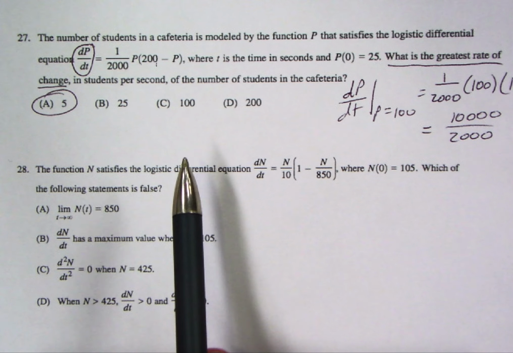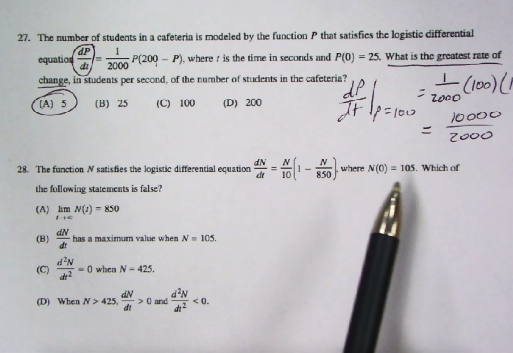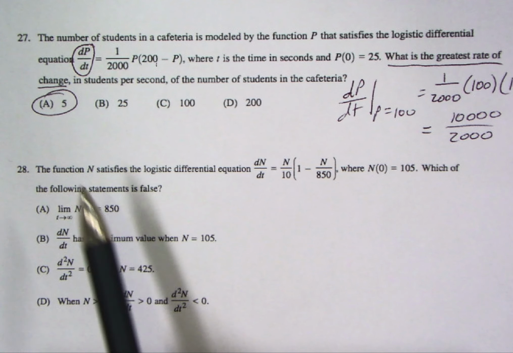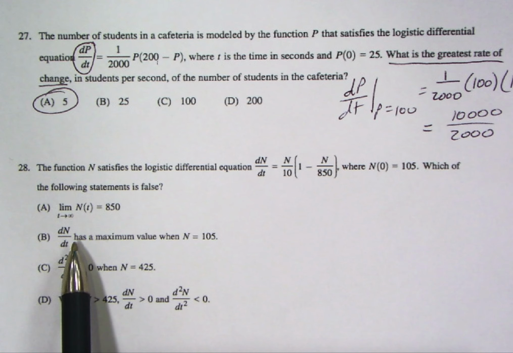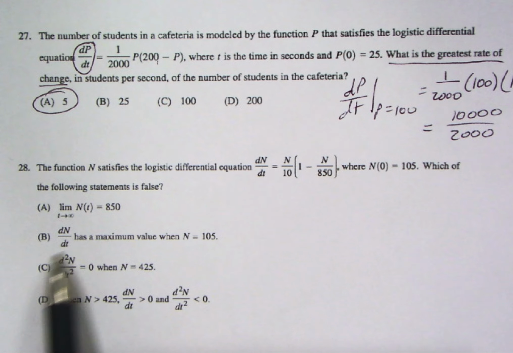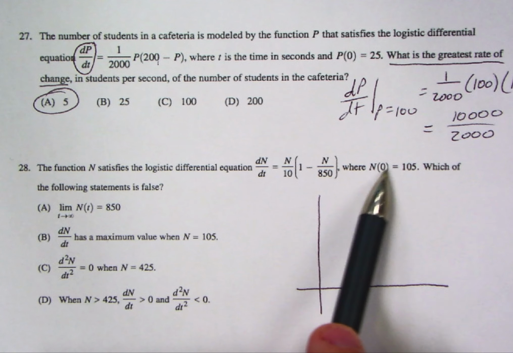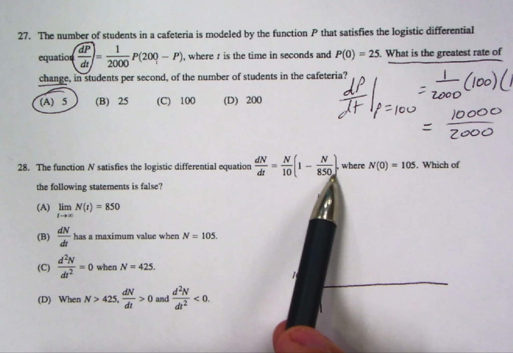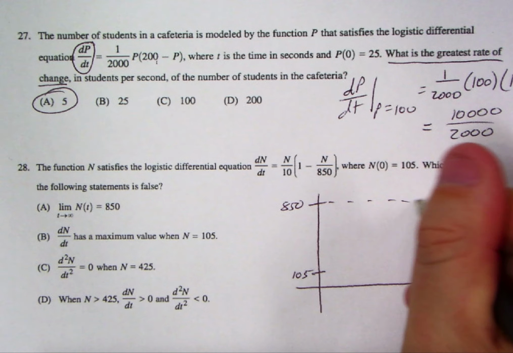28. N satisfies the logistic differential equation as followed right here, where N of 0 is 105. Which of the following statements is false? So 3 of these things are true. Now, it's important to look. Notice they're talking about limits and the first derivative and the second derivative. Let's get an idea of what this graph looks like to begin with. So initially, we have 105, and our carrying capacity is 850. That's going to be our horizontal asymptote.